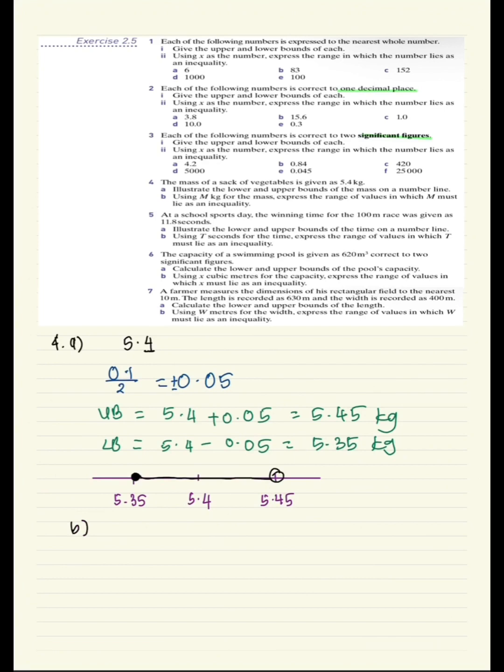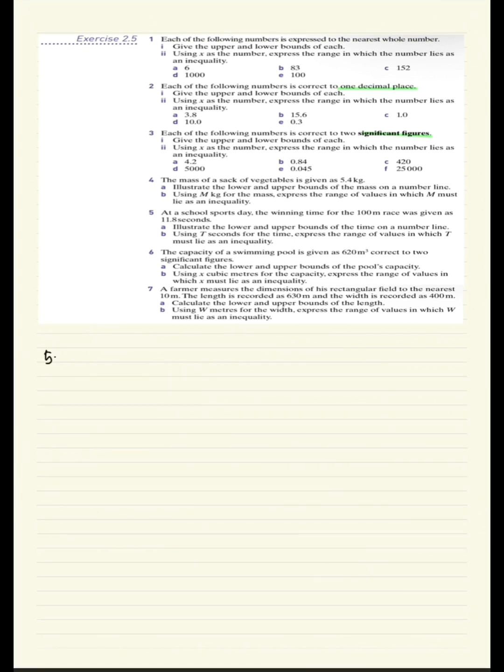Now let's look at question B. Let's express the range. So M is more than or equivalent to 5.35 kilogram and less than 5.45 kilogram. Let's look at question 5.